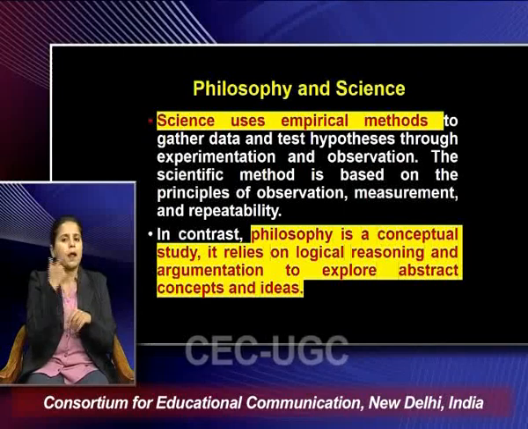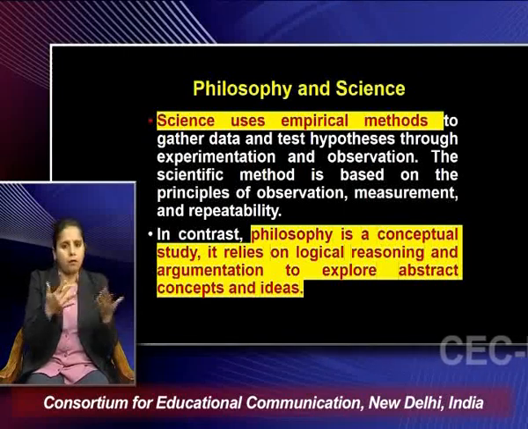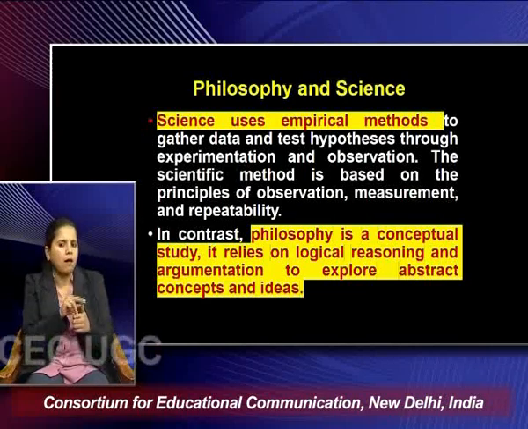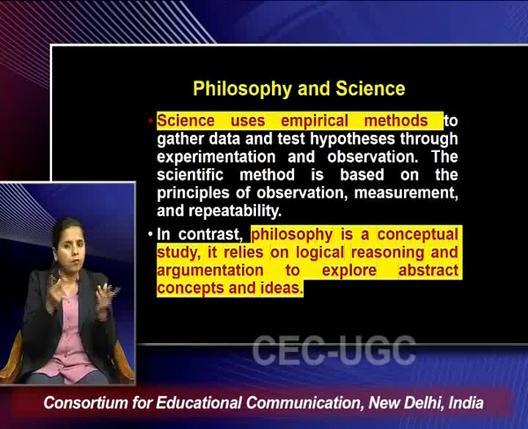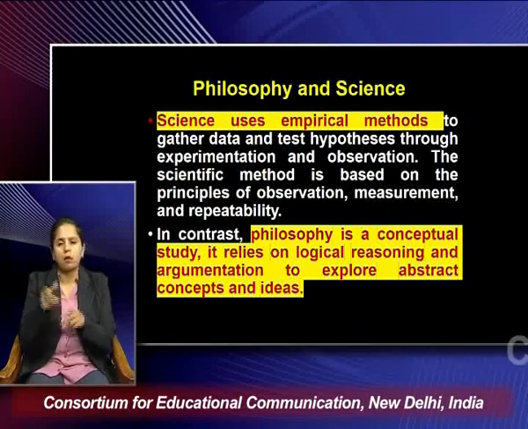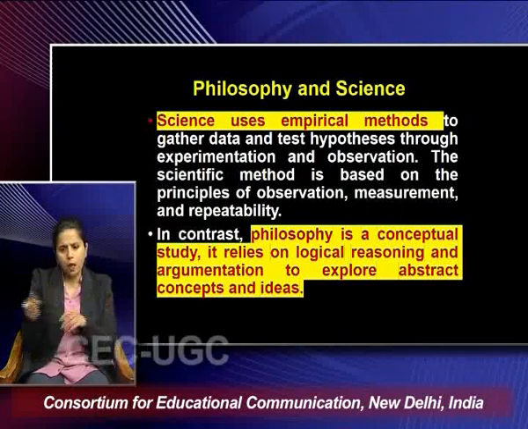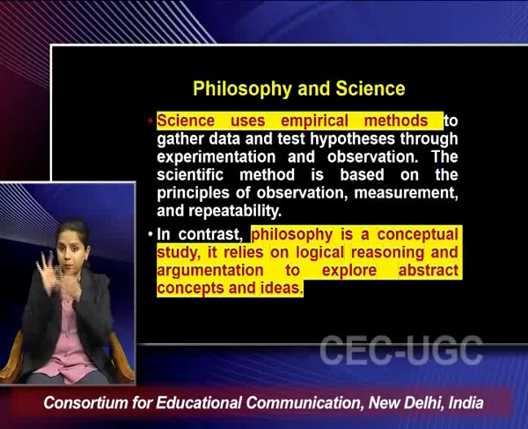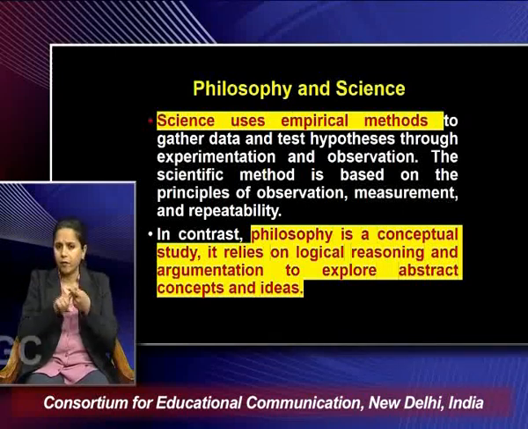So, even though their aim in some sense, that they are both trying to understand the world, is the same, however, there are fundamental differences between these two disciplines. One of the main differences between philosophy and science is their method of inquiry. Science uses the empirical method. That means to gather data and test hypotheses through experimentations and observations. The scientific method is based on the principles of observation, measurement and repeatability. And therefore, in that aspect, we also say that science is the first order inquiry.